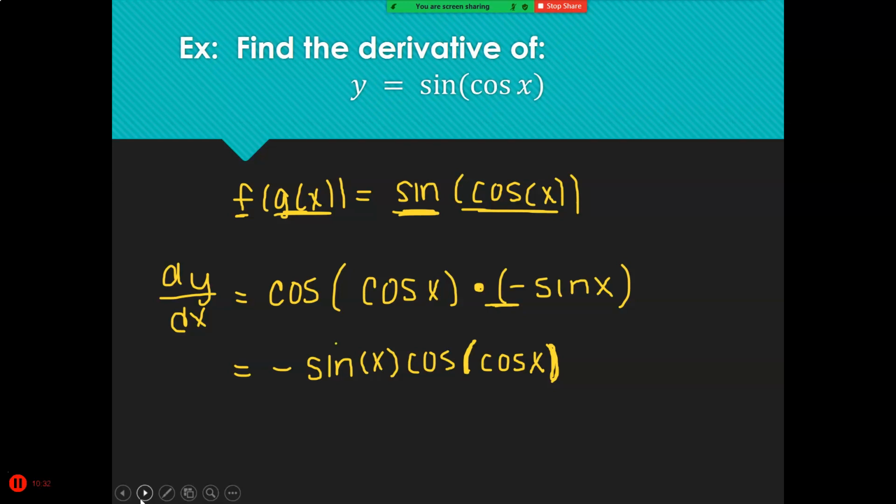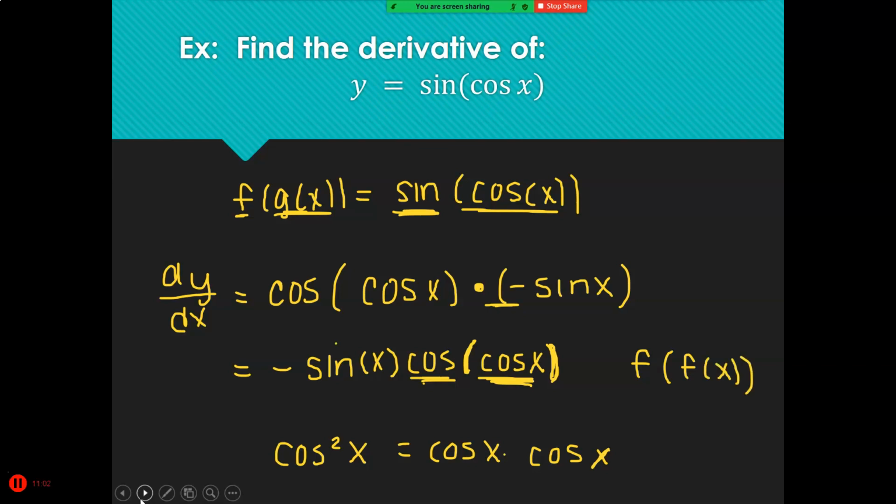No. Because cosine of cosine x is not the same as cosine squared x. Because cosine squared x is cosine x times cosine x, where this is the cosine of the cosine of x. It's kind of like an f of x, as opposed to f of x times f of x. Do you kind of see the difference? Perfect.